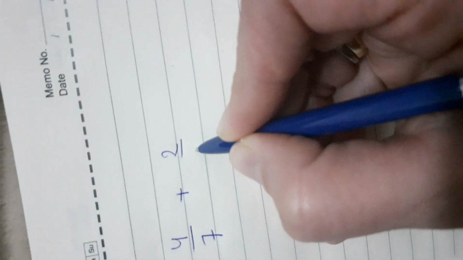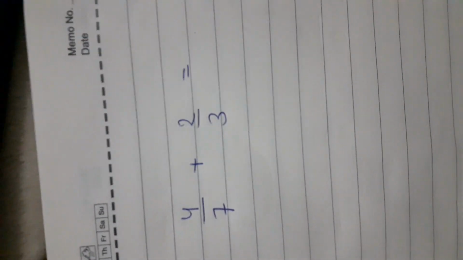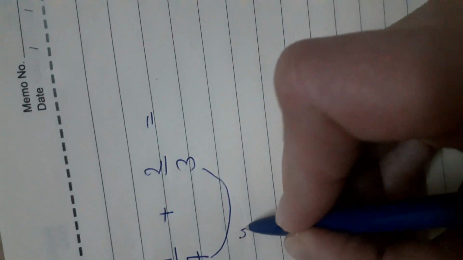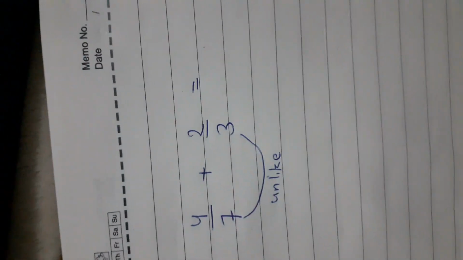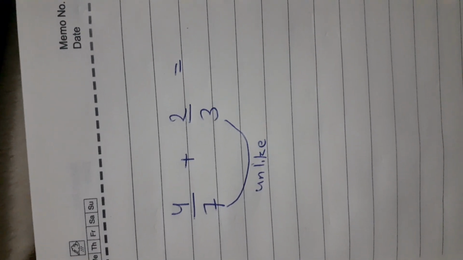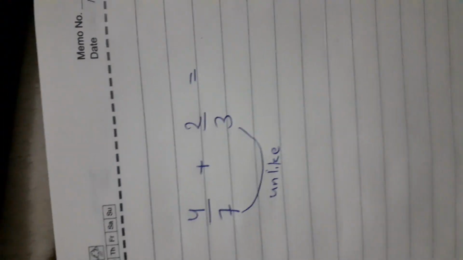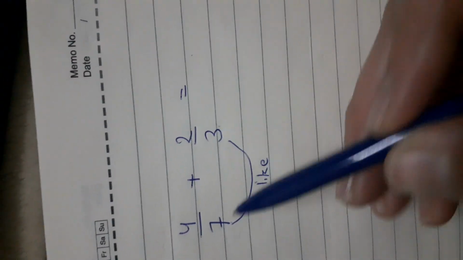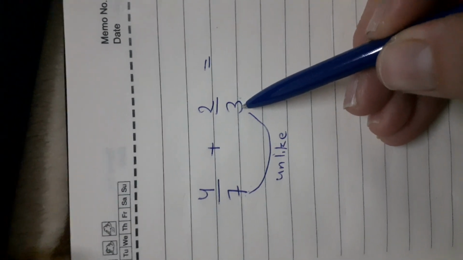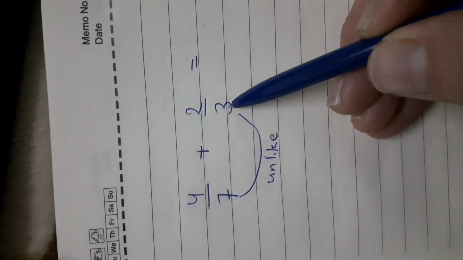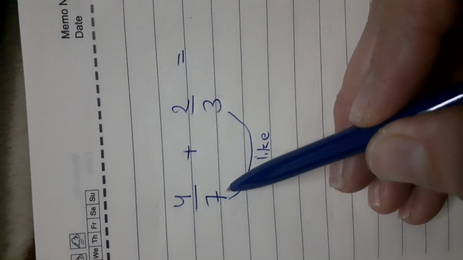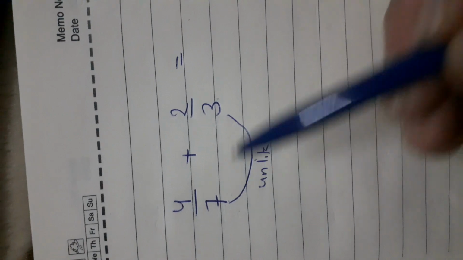Let's say, for example, 4/7 plus 2/3. Looking at the fractions, they are unlike denominators. We need to change them to be like denominators. Is 7 a multiple of 3? Can we change 7 to 3? I guess not. What about 3? Can we change 3 to 7? Of course not. 3 and 7 are prime numbers.